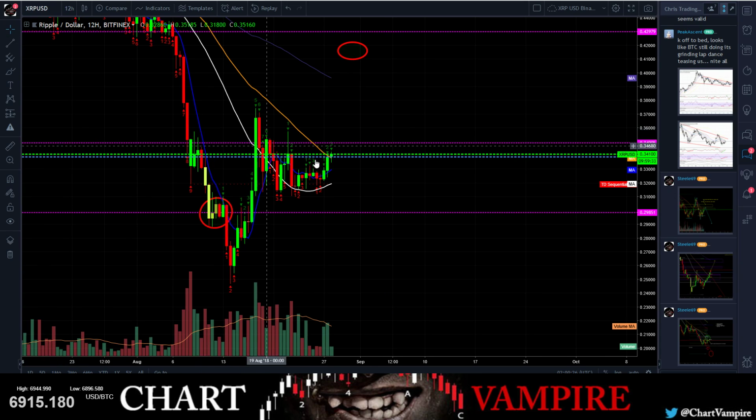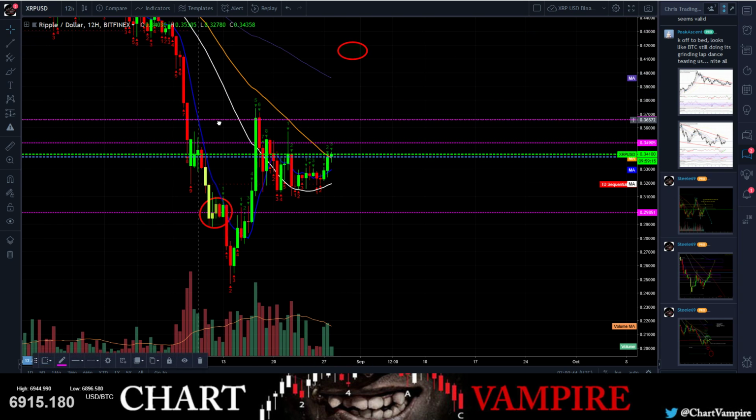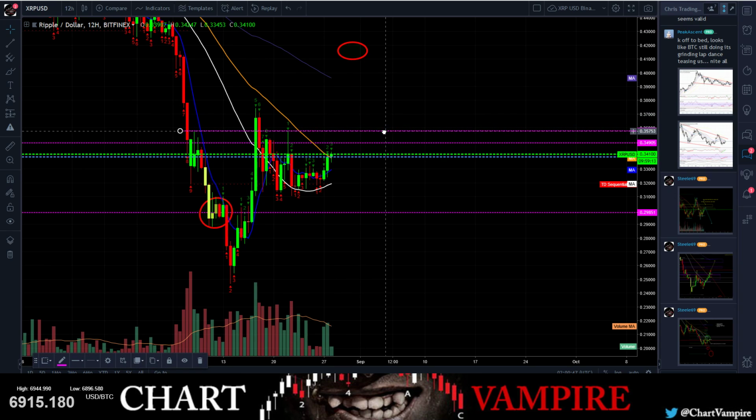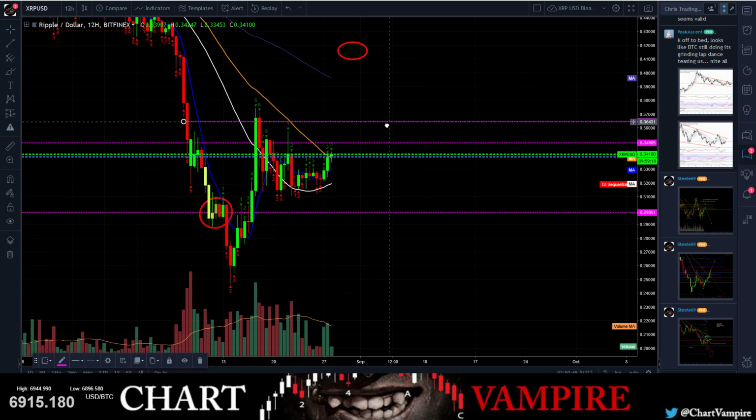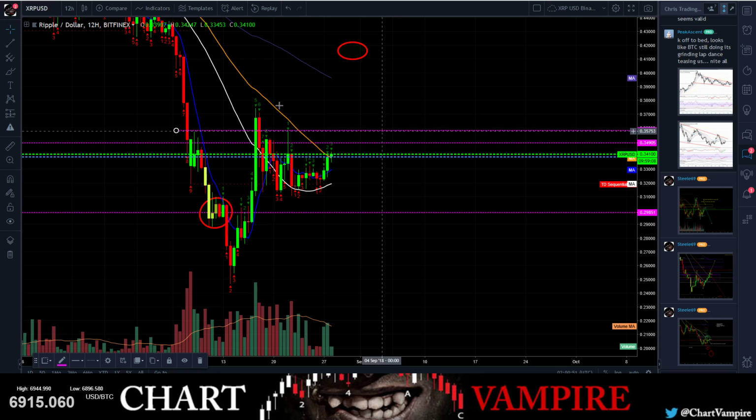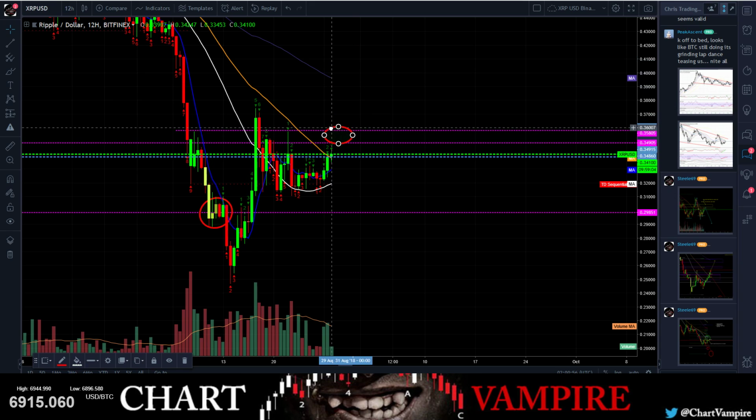You're on the top side of your 50 MA. This is about to make a bunch of bullish crosses if these all come together on the 12-hour chart, which are going to send this thing up. You're going to be looking at, I would say, kind of right in there. Your next target is going to be right up here.